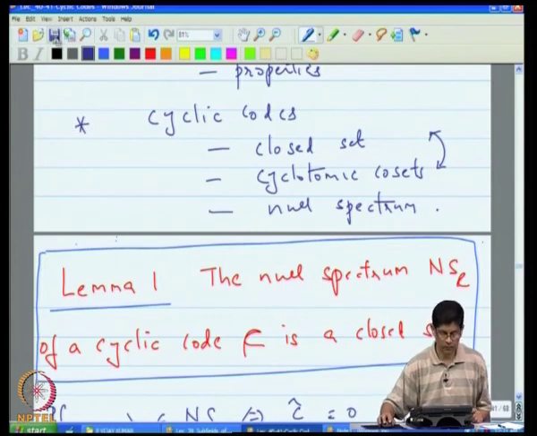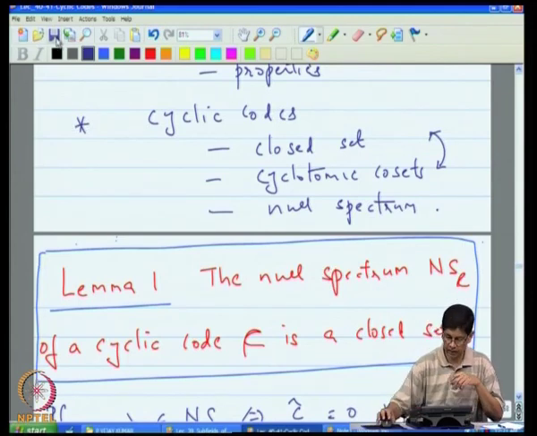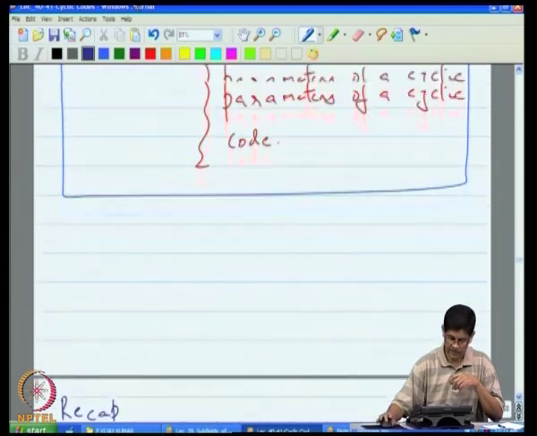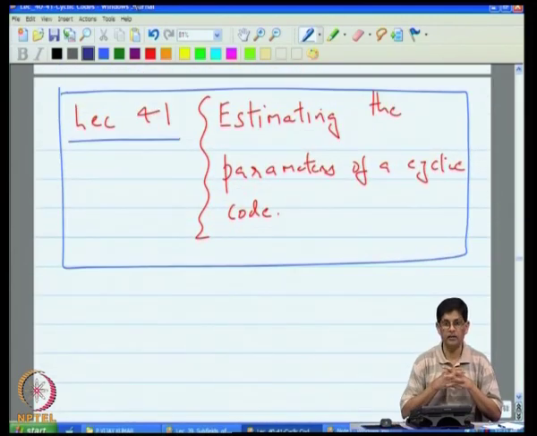Now, we want to proceed with the theory of cyclic codes, and our goal, as the title says, is to actually estimate the parameters of a cyclic code. So, what do we mean by the parameters? Well, the block length and the alphabet size are clear. So, what is of interest are the other parameters, namely the dimension of the cyclic code and its minimum distance. So, those are the two things that we are going to target in this lecture.